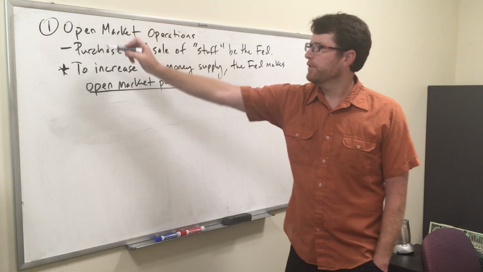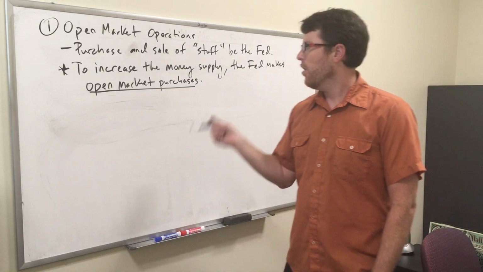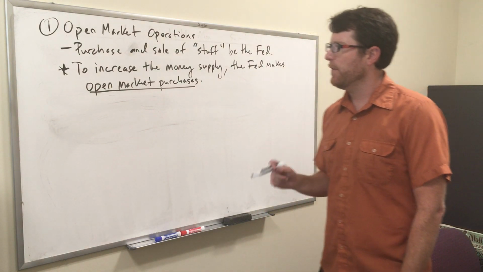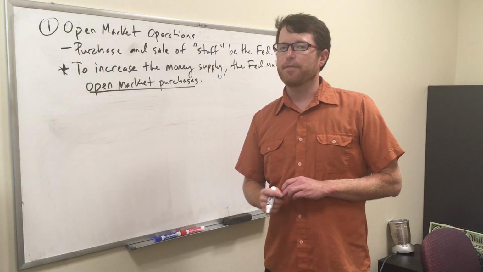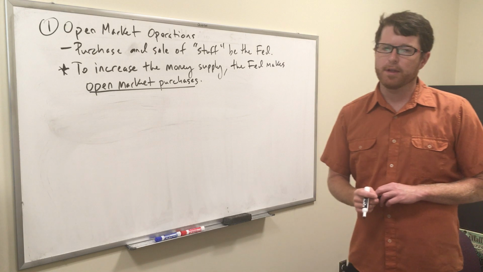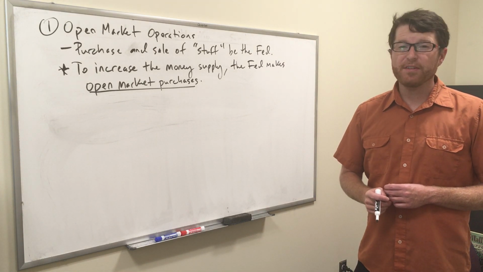So open market operations just generically refers to the Fed buying and selling stuff. Open market purchases refers specifically to the Fed buying things. And when the Fed buys stuff, that increases the money supply. Now, why does that increase the money supply? Well, it's pretty simple, actually.